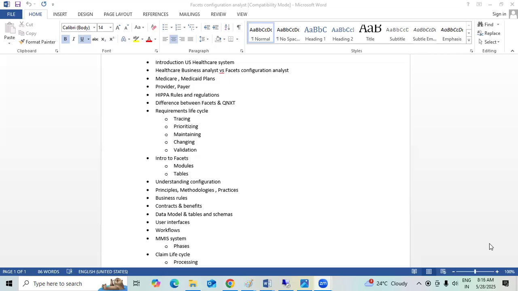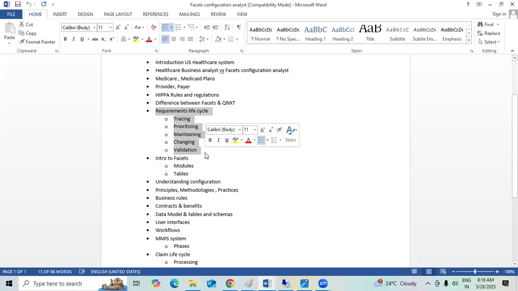All these. From here onwards, generally we start with Facets. How different Facets is from QNext, because Facets and QNext are under the same umbrella. So we must know about the difference between Facets and QNext and all. And next, to be known is the requirement life cycle, because when we are implementing the solution, being an analyst or someone in that profile, we must know about tracing the requirement life cycle, wherein we need to trace the requirements, how this can be traced by understanding the requirement traceability matrix, right?